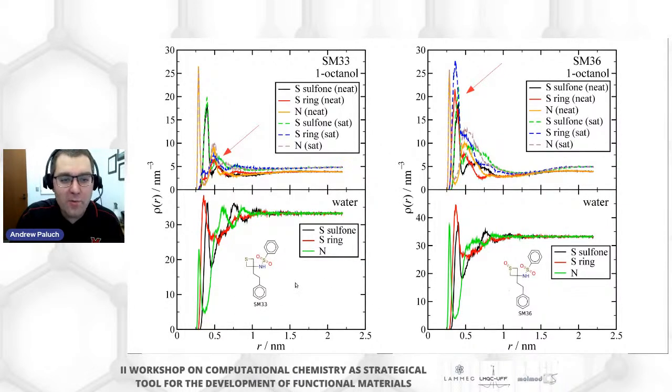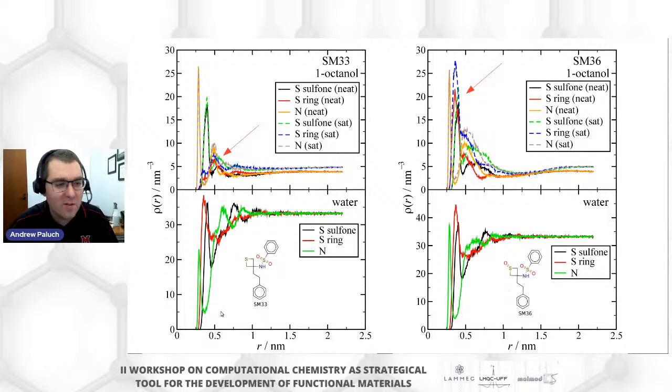In the first case, we have SM33. This was the one case where log P in neat octanol was actually greater than in water-saturated octanol, where the effect of adding water to octanol made it less attractive to my solute. Here I'm looking at local density, in inverse nanometers cubed, as a function of distance. The black line is the sulfur in my sulfone group, the red line is the sulfur in my ring, and N is this amine group here.